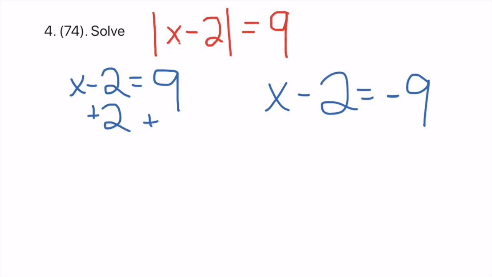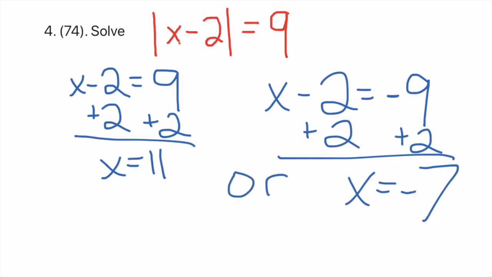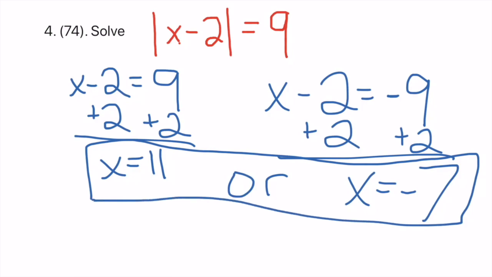So +2, so x equals 11. If I add 2 over here, x equals -7. So that's your answer, x equals 11 or x equals -7. And you can always plug both of those numbers back in to check.